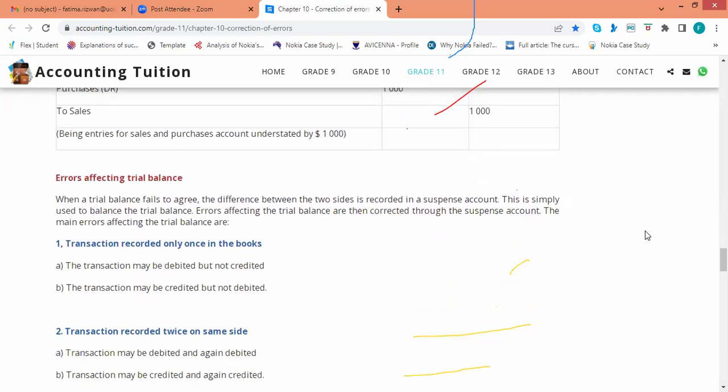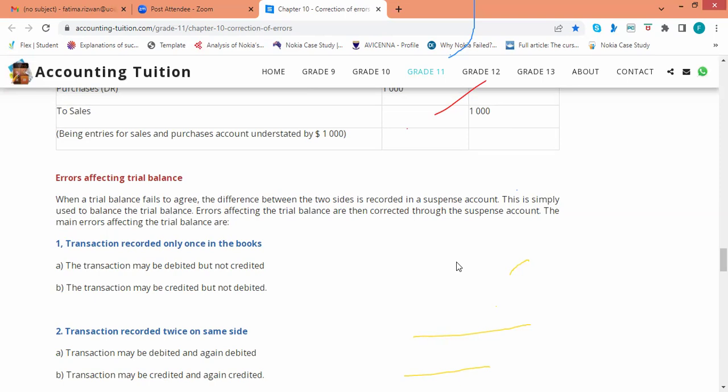All right. So these were a few errors that do not affect the trial balance, while there are also some errors that affect the trial balance. There are many errors that actually affect the trial balance, because any sort of error apart from the errors discussed above affects the trial balance. And in order to compensate such errors, we make an account called the suspense account. Please note down, listen here.